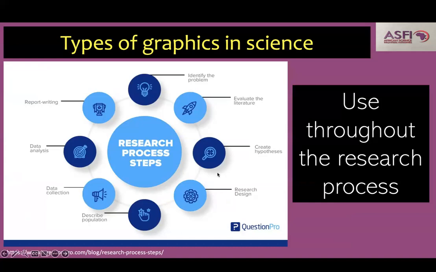Where do we use these types of graphics in the research process? We use them throughout the research process. You can see this. People have used different symbols to describe the different research processes. So if you're a researcher, you can use these graphics at different stages of your research and beautify your message and your communication.